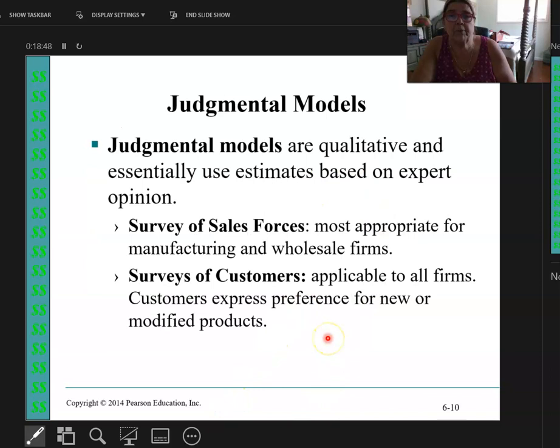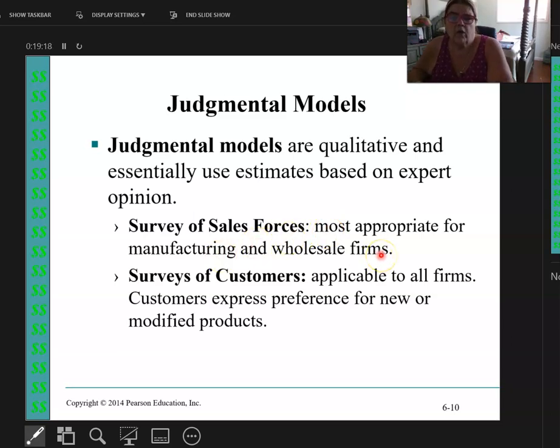First, we're going to look at judgmental. We call them qualitative, and there's a few different ones here. I've got a survey of a sales force. I would use this if, in fact, I was selling products. It's good for manufacturing and wholesale firms. So this depends on what you're actually doing as a business. You're going to choose based upon that. So survey of sales forces is used for manufacturing and wholesale.